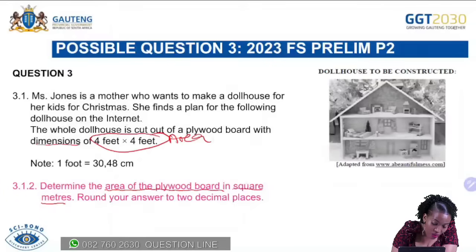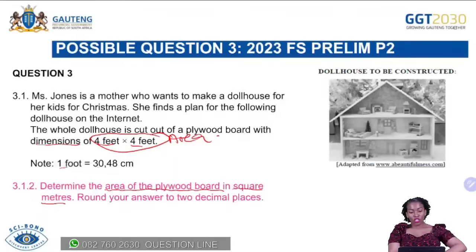Already they gave us the area, but the area is given in what? In feet. So we must convert this area from feet to what? To meters. What do we have? We have the conversion factor, that 1 foot is equivalent to 30.48 centimeters. So what we can do here, we can convert this feet to centimeters, and then from centimeters we can convert to what? To meters. Let's do this.